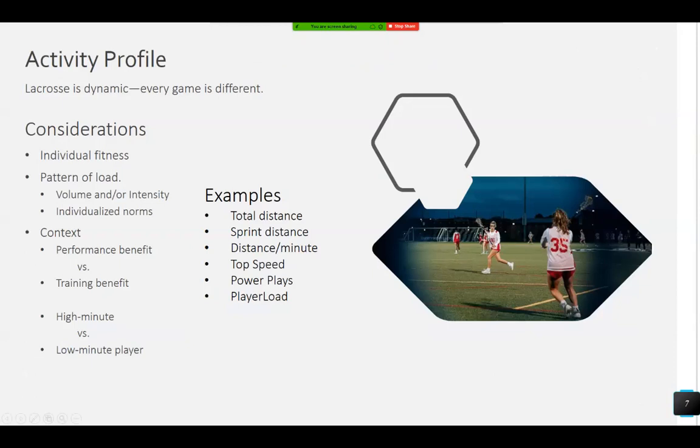Same thing with activity profiles. We take a look at some of the examples that we have. These are metrics that we on the team look at from our load monitoring, as we use wearables in practice and game scenarios. But we also have to consider individual fitness, because for certain athletes on the team, their total distance is astronomical during a given practice because they never stop moving.